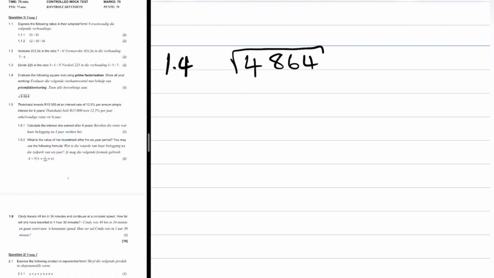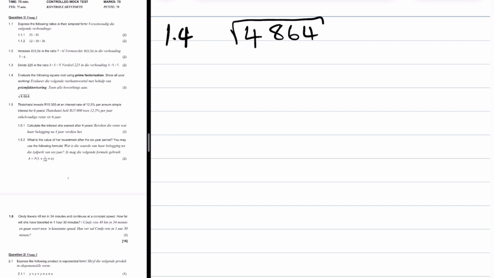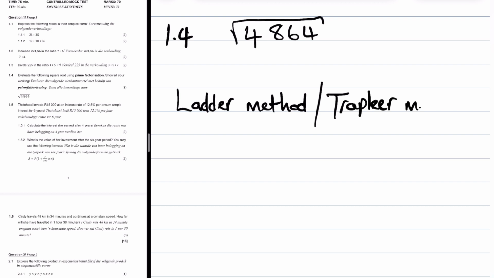Well, we need to find the prime factors of 4864. So that is what they mean by prime factorization. So priemfaktorisering, ons moet 4864 neem en ons moet dit skryf as 'n produk van sy priemfaktore. And of course we know the way to do that is by using the ladder method. Die trapleermethode. So the ladder method, we'll be using that now. I think trapleermethode is 2 words, maybe it's 1 word, forgive me if it is 1 word.